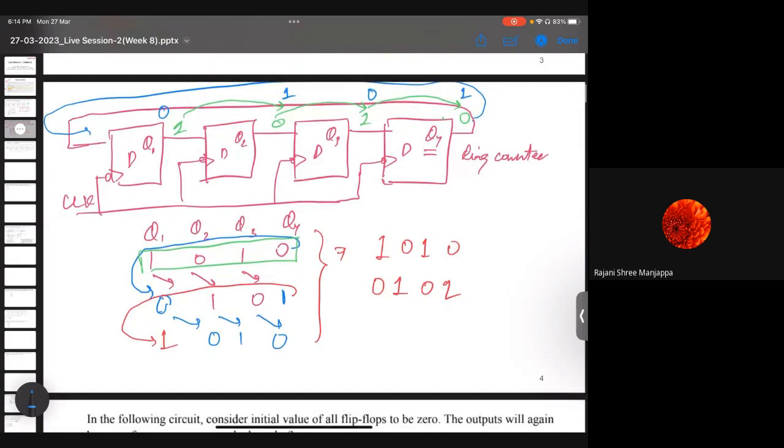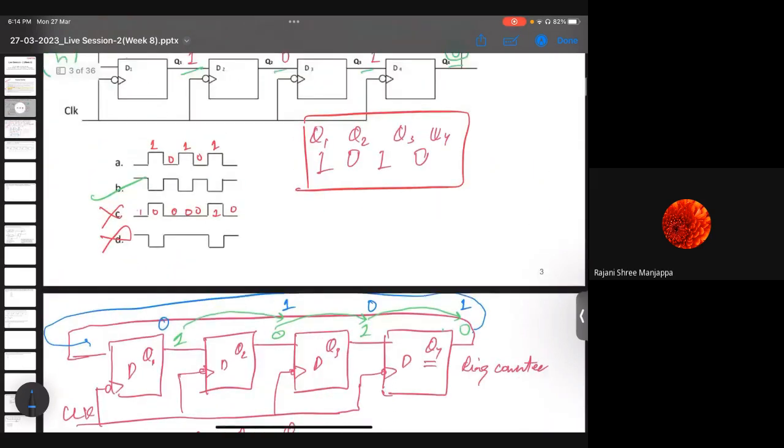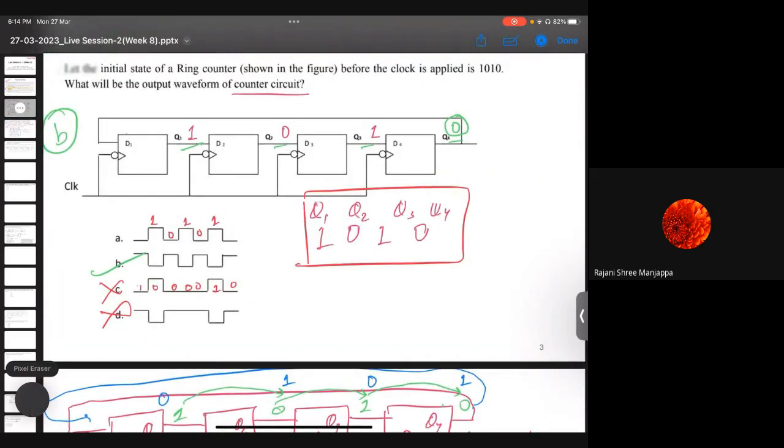If I analyze the circuit again, 0101 is again getting converted to 1010. That part is the second clock pulse. But immediately after the clock pulse is applied, the next state could be 0101. So what will be the output of the counter circuit? After the first clock, the preferable answer should be option A, but it has not been mentioned. Since there is some ambiguity in the question, can you please mute your mic?